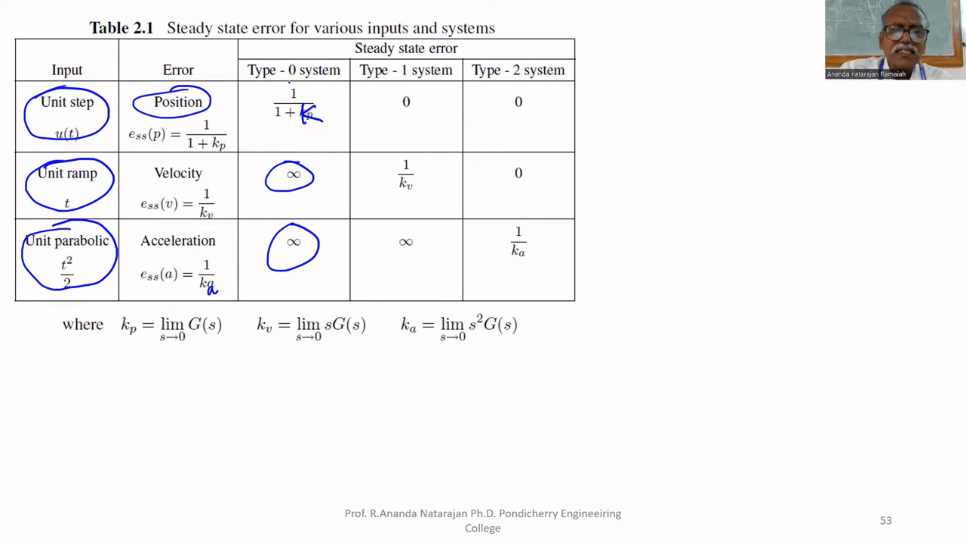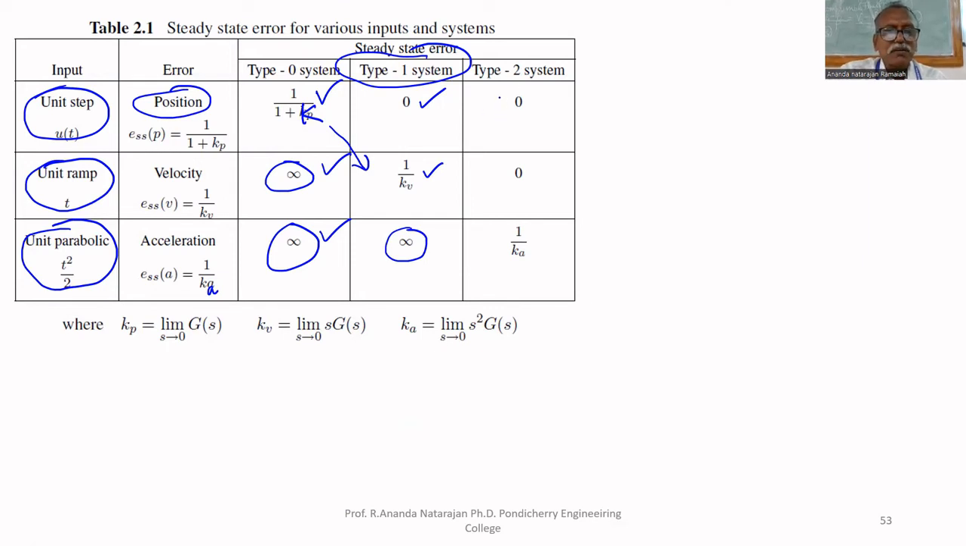The steady state error for type 0 system, for position input only, you are getting 1 by 1 plus K. For the other two cases, you are getting infinity. If it is a type 1 system, for position input, you are getting 0 error. For velocity input, you are getting 1 upon Kv error. For acceleration input, again, you are getting infinity. It means the constant term is moving down, and here it is filled with 0.